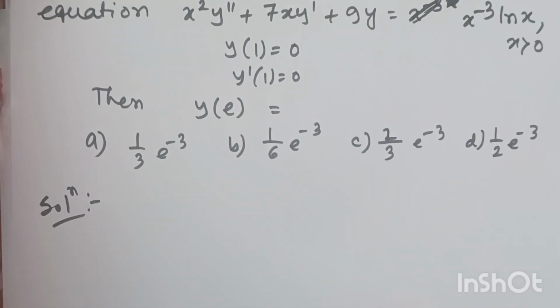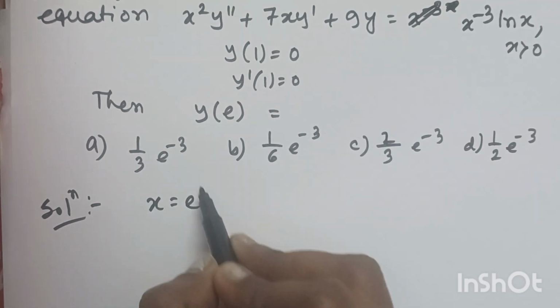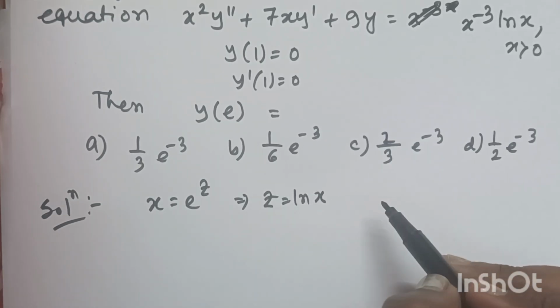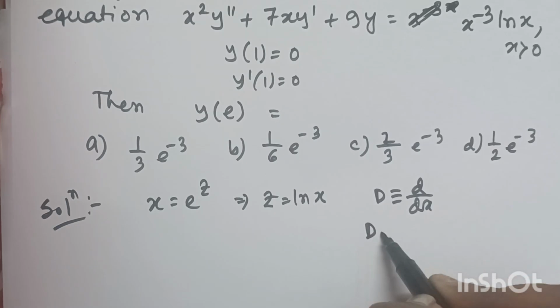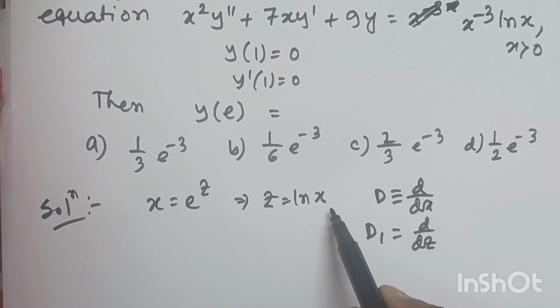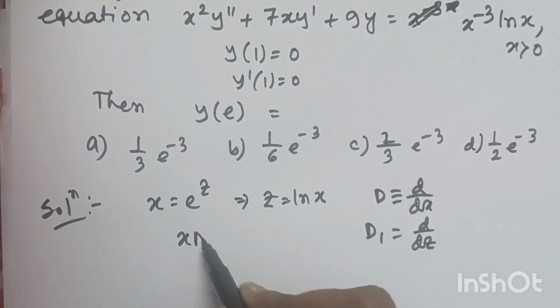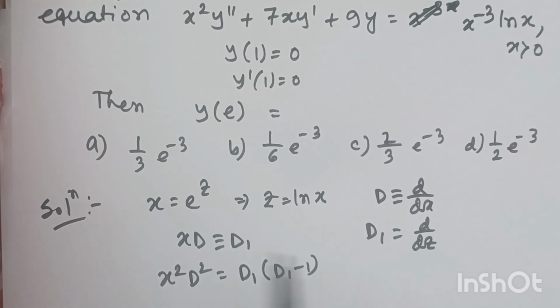Since the question is given x square y double dash plus 7x y dash plus 9y, we will take x equal to e power z. You all know this method. Then z equal to ln x. Then we know that if D is d/dx and D1 is d/dz, then this transformation will give us xD equal to D1 and x square D square equal to D1 into (D1 minus 1).